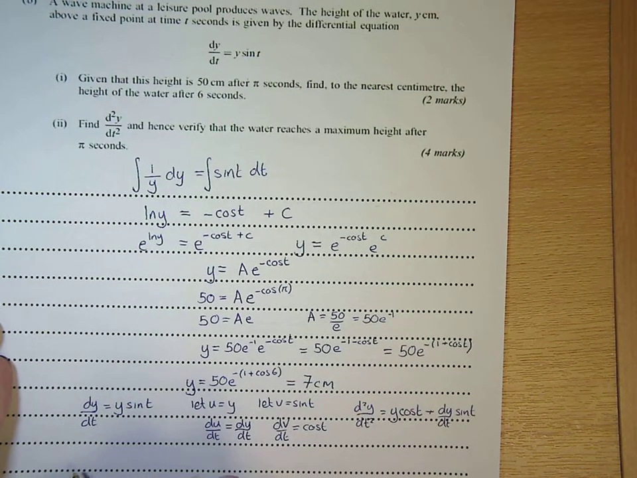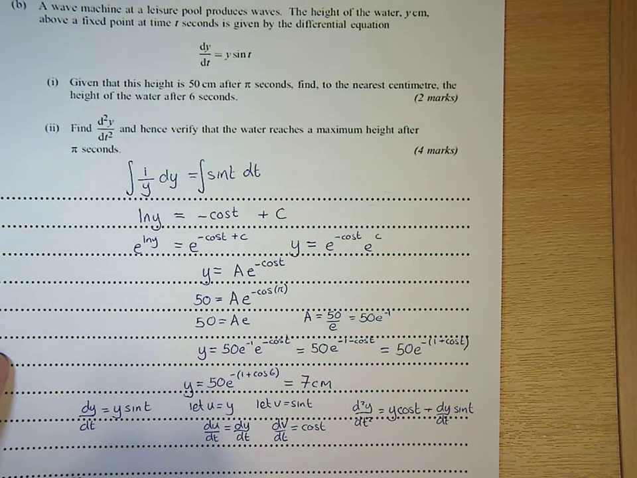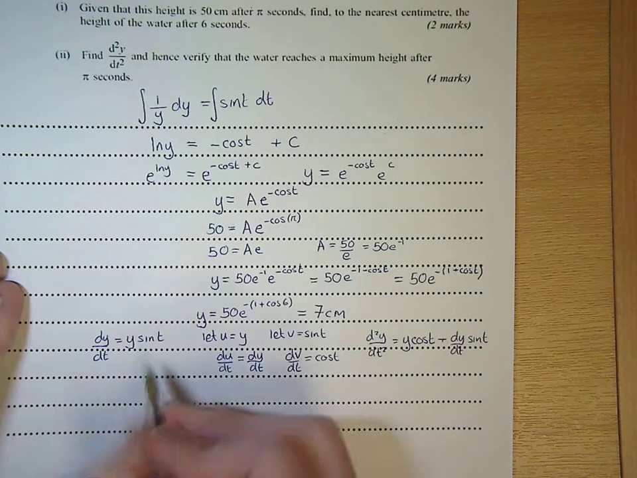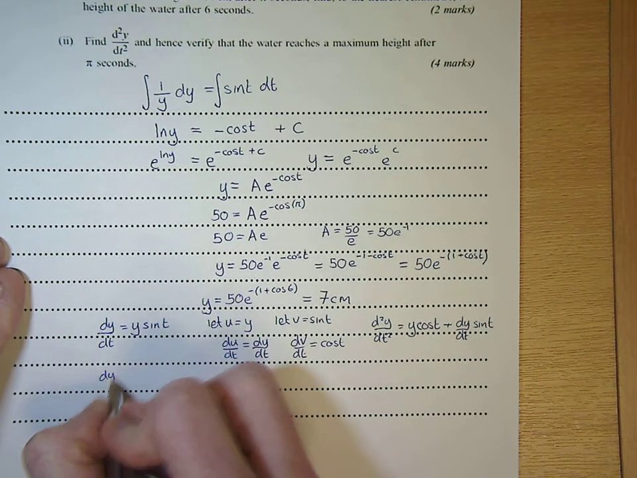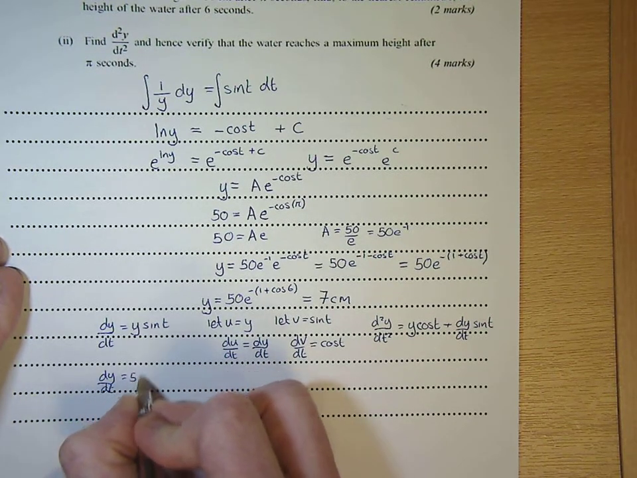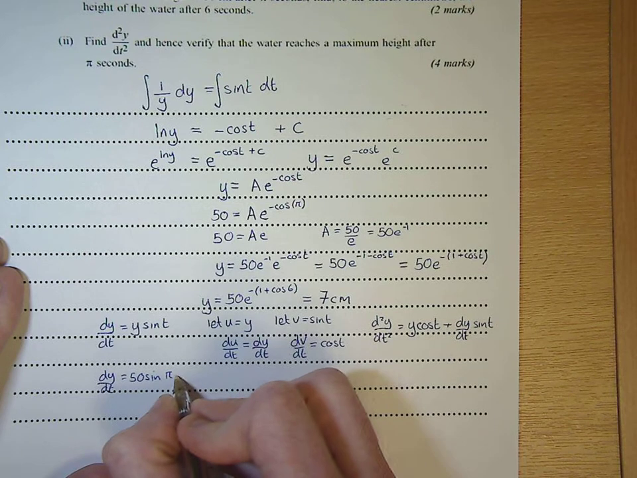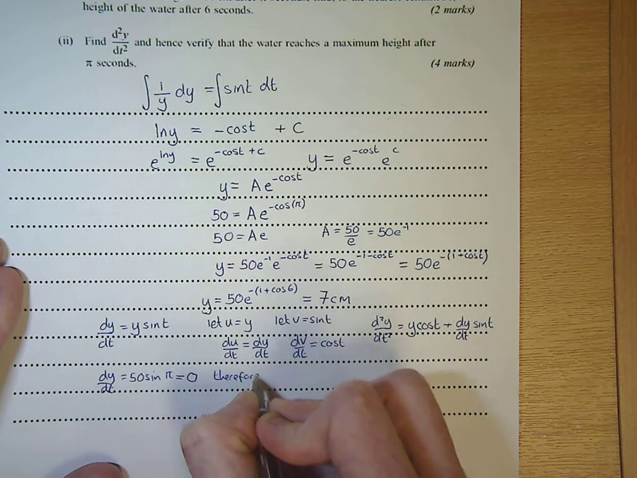It says verify the water reaches a maximum height after pi seconds. So the first thing I'd want to do is verify that at y equals 50 and t equals pi, you end up with a stationary point. So I'm going to substitute 50 and pi in to see what dy by dt is. Dy by dt is equal to 50 sine pi. Sine of pi is 0, so dy by dt would be equal to 0. Therefore, a stationary point.